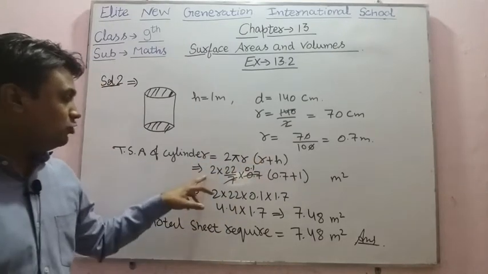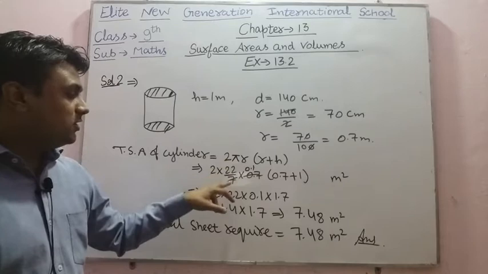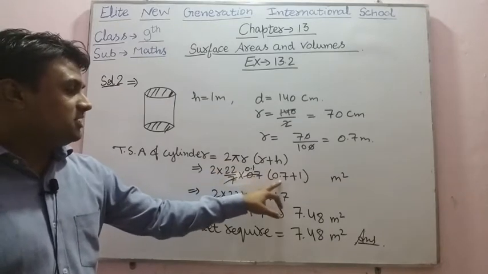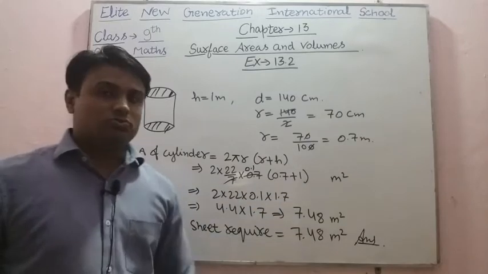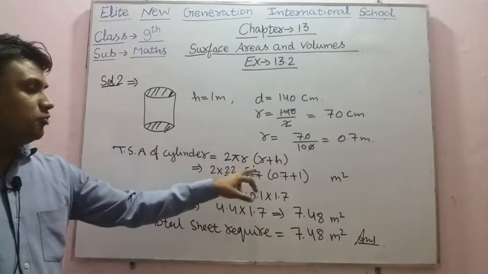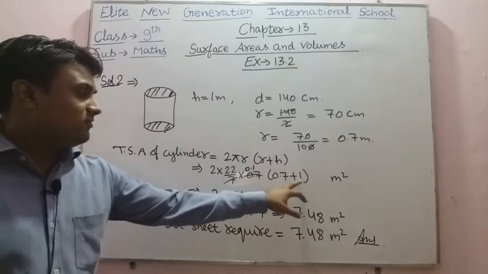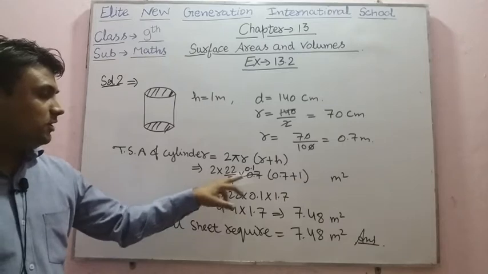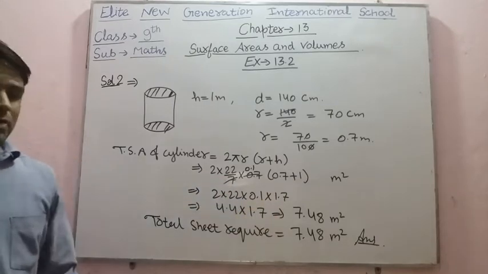By putting the values, 2 into, in place of pi 22/7, into r 0.7, in bracket 0.7 plus 1, meter square. So here 0.7 will cancel by 7, 0.1 times. Here 0.7 plus 1 will be 1.7. So it will be 2 into 22 into 0.1 into 1.7.